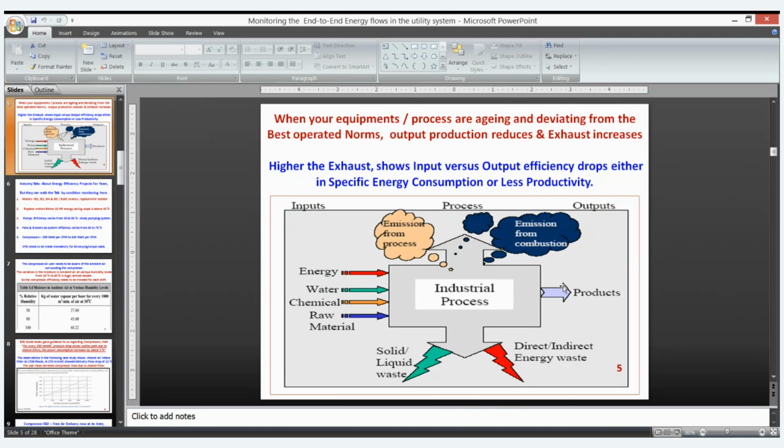So coming to the equipment process, aging has been happening in our process and equipment. Even with the best operating norms suggested by the vendors, process consultants and experts, the output production reduces over the years. It is called accelerated aging. Due to excess energy given to the process, accelerated aging automatically happens, and definitely the output production reduces and the exhaust increases. This is where we have to concentrate.